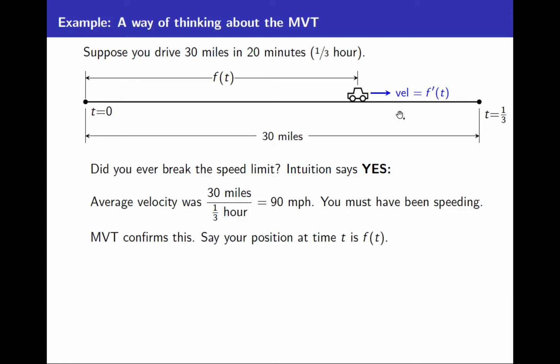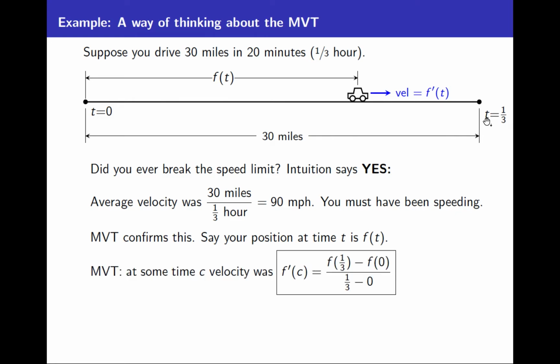Think about what the mean value theorem says about this function f of t on the interval from t equals 0 to t equals 1/3. It says this: at some time c, your velocity was f prime of c, which is f of b minus f of a over b minus a, where a is 0 and b is 1/3. That's the mean value theorem.